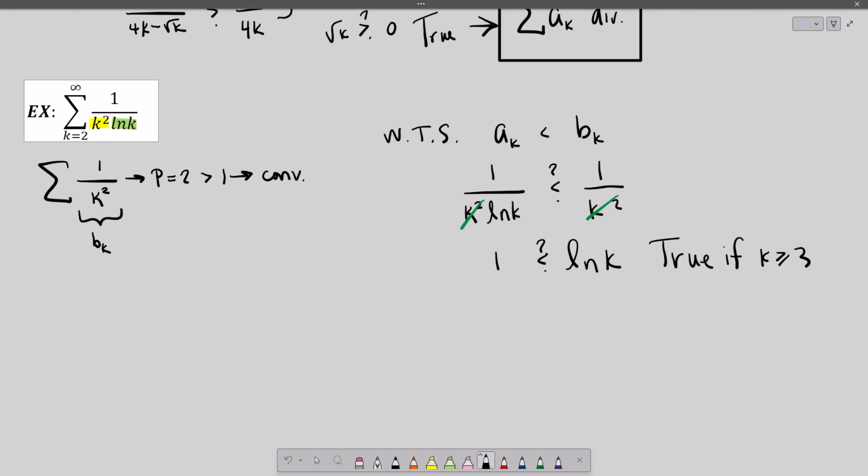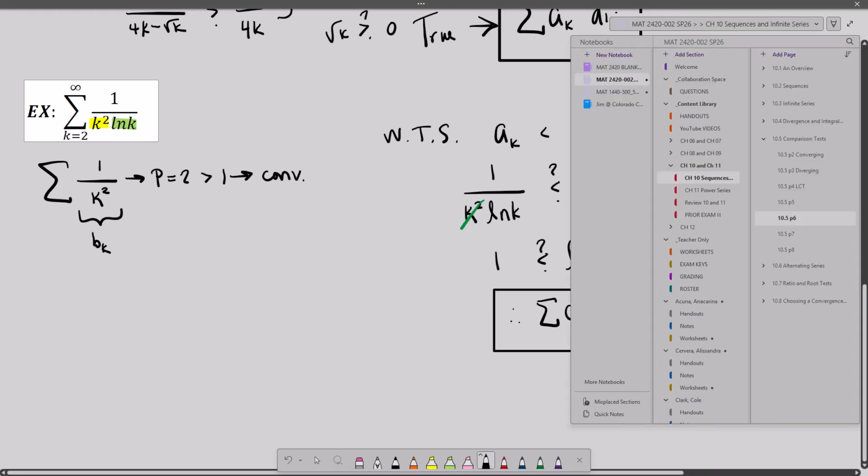You don't have to go to the limit comparison test here. It is eventually true, so we can make the conclusion that the a sub k series is going to do the same thing as the b sub k series and converge. You could also go to the limit comparison test, but you don't need to here if that inequality is eventually true. All right, so that is how this comparison thing works.